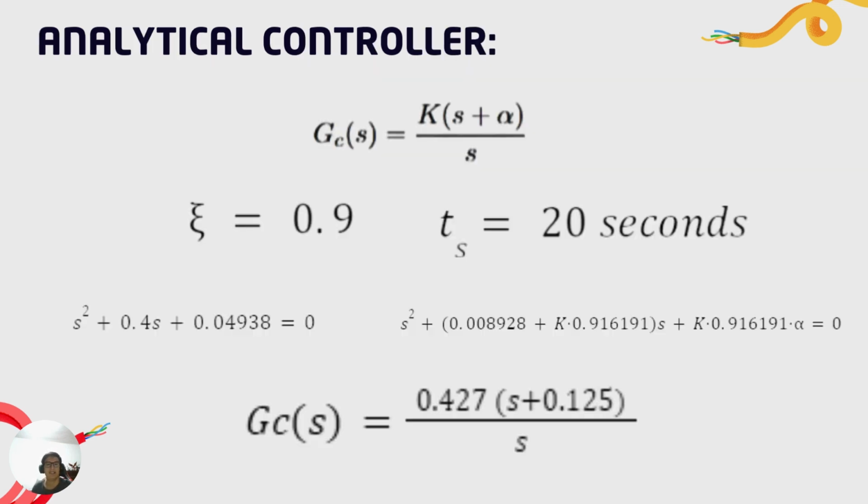Then we propose an analytical controller with a damping factor of 0.9 and a settling time of 20 seconds. We chose these parameters for creating an overdamped system with enough time to reduce the overshoot smoothly. Then we obtain the closed loop characteristic equation, the desired characteristic equation, and compare the coefficients. With this, we obtain the values of the coefficients of the controller that are shown on the slide.